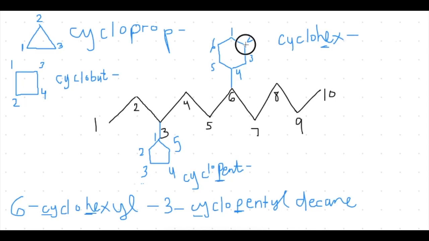If we had any other substituents coming off of the ring like this, then it would get more complicated. However, these naming rules are just for simple carbon-hydrogen cyclic compounds.